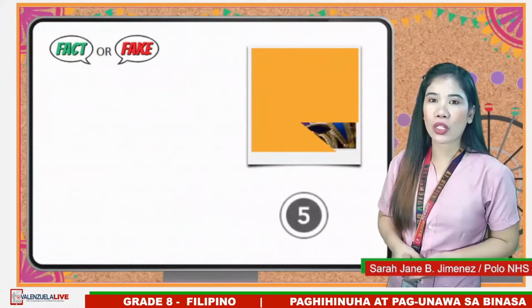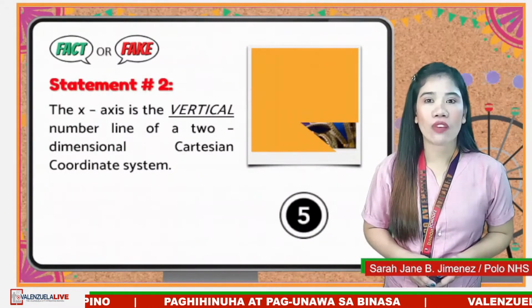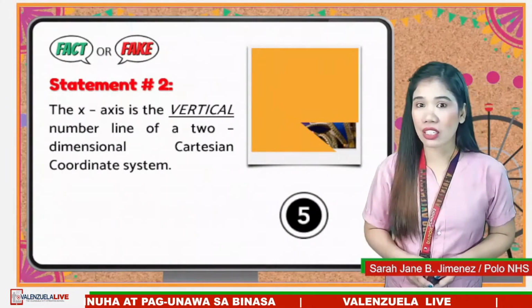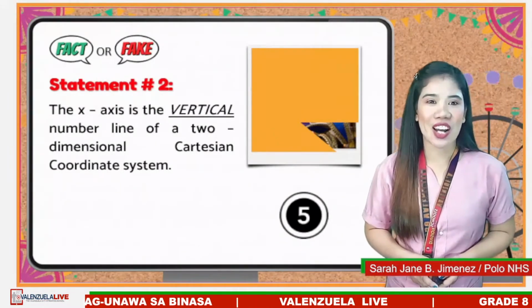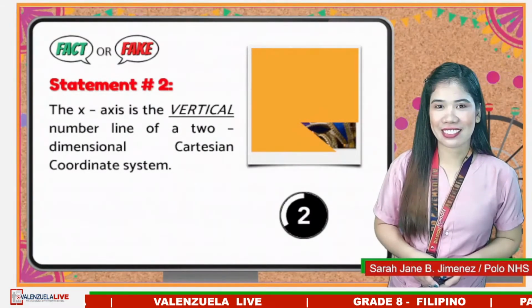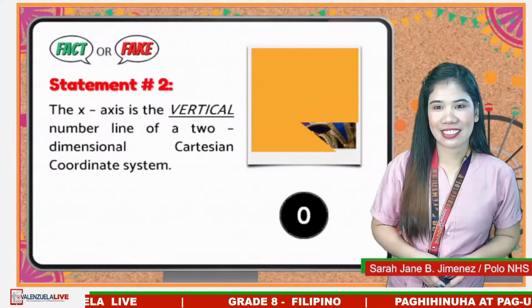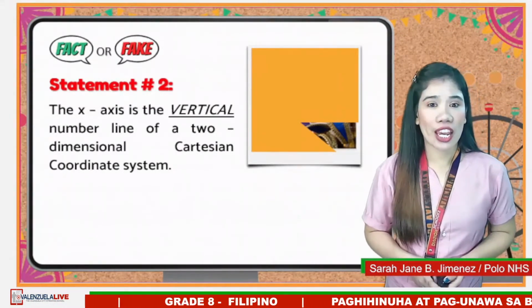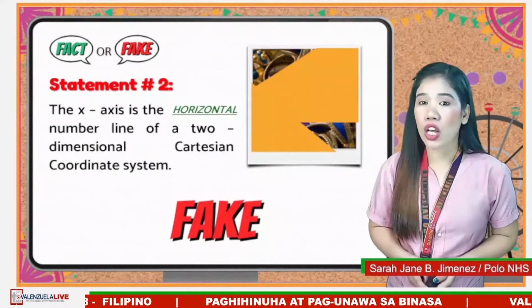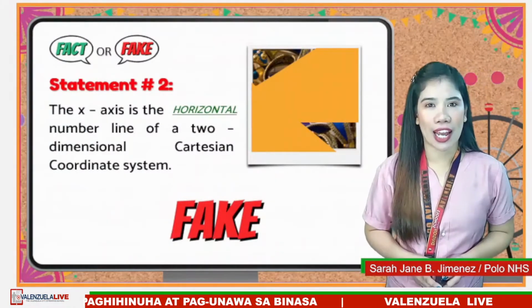Statement number 2, the x-axis is the vertical number line of a two-dimensional Cartesian coordinate system. Is it fact or fake? Timer starts now. If you answered fake, then you are right. The x-axis is the horizontal number line, while the y-axis is the vertical number line.